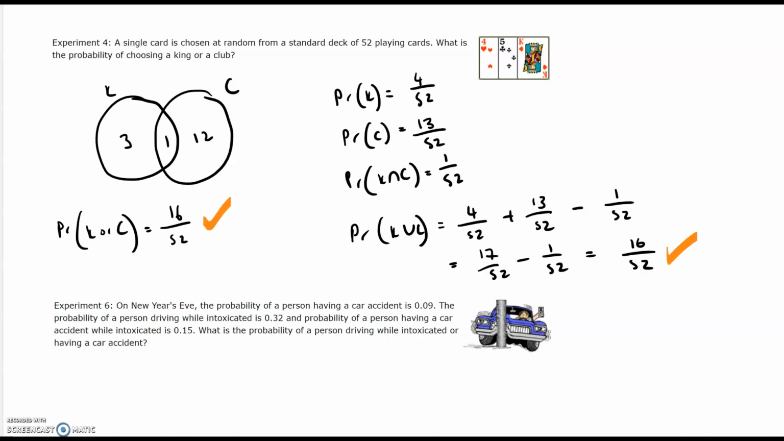Now, why do you have to minus off that 1 out of 52? Well, you have to minus it because otherwise you would be double counting that in both the kings and the clubs. You would be including that in both events, whereas really there's only one of those, one where there's a king and a club. So you need to subtract that off.